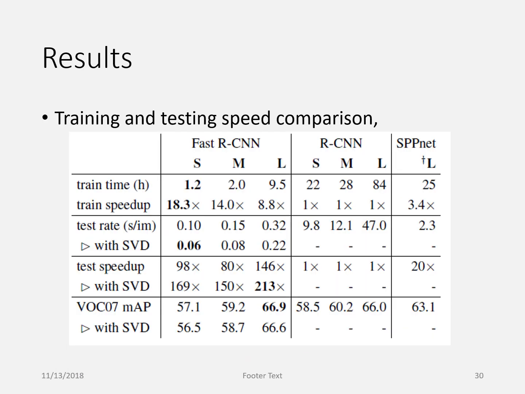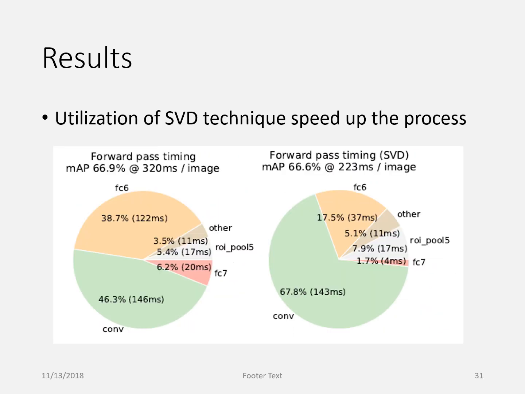Now let's have a look at the results. Here we compare Fast RCNN, RCNN, and SPPNet. This table was created keeping RCNN as the reference. As we can see, the training speed of Fast RCNN is 8.8 times faster than RCNN, and that is without SVD. With SVD, it's 213 times faster than RCNN. In this result, we can see how SVD has sped up the process. Without SVD, the time taken for the fully connected layers computation was almost 122 milliseconds, which was reduced to 37 milliseconds with the help of SVD.